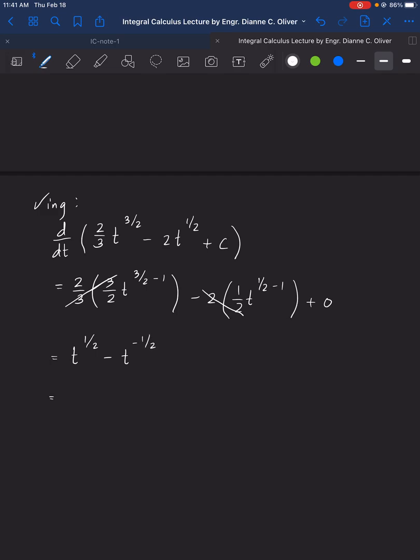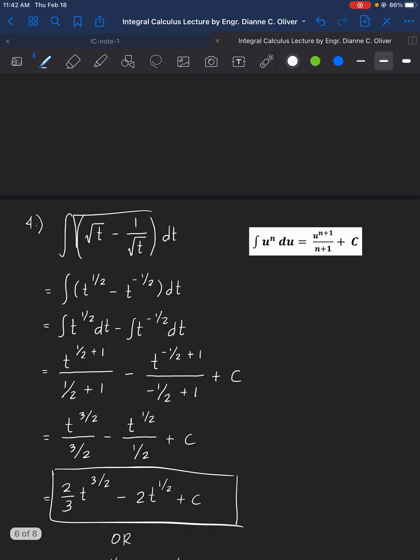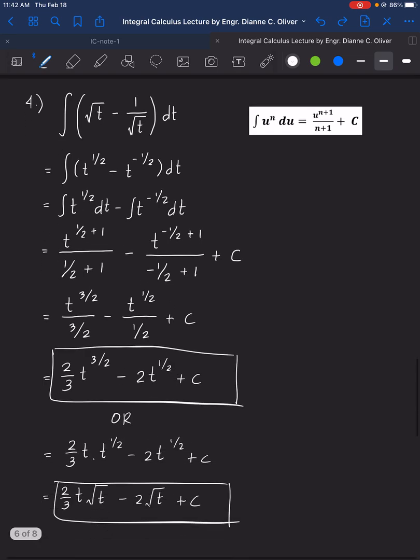So this is equal to square root of t minus 1 over square root of t, which is the same with the given for number 4. So our process is correct. So this is for number 4.